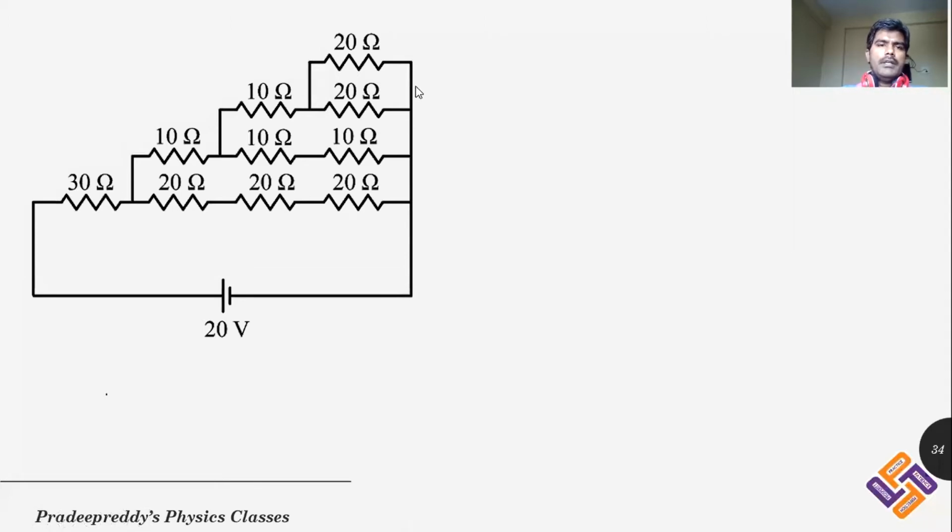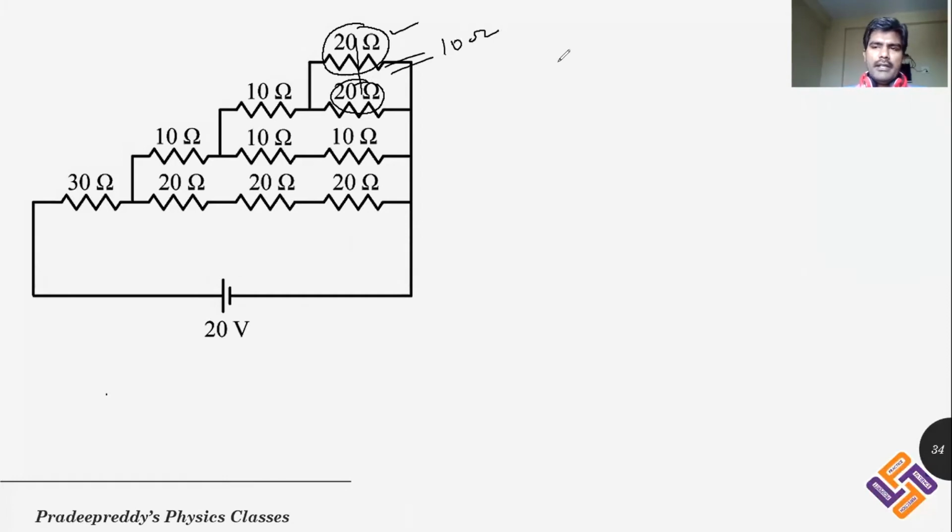Students, here we have multiple resistors which are connected. This also you need to solve step by step. From any one corner, from this corner I am considering, this 20 ohm and this 20 ohm both are connected in parallel. So if both have the same values, what is the effective resistance? It becomes half of that. That means 20 and 20 will become 10 ohm.